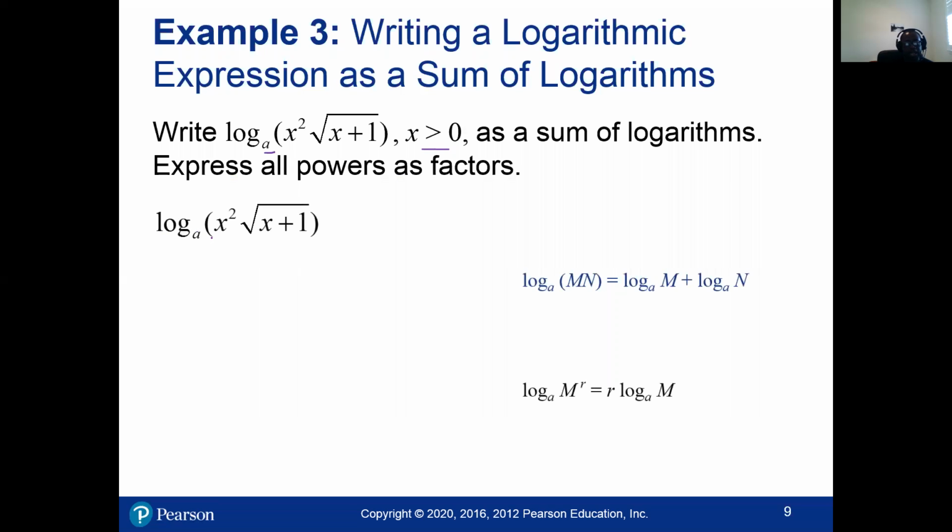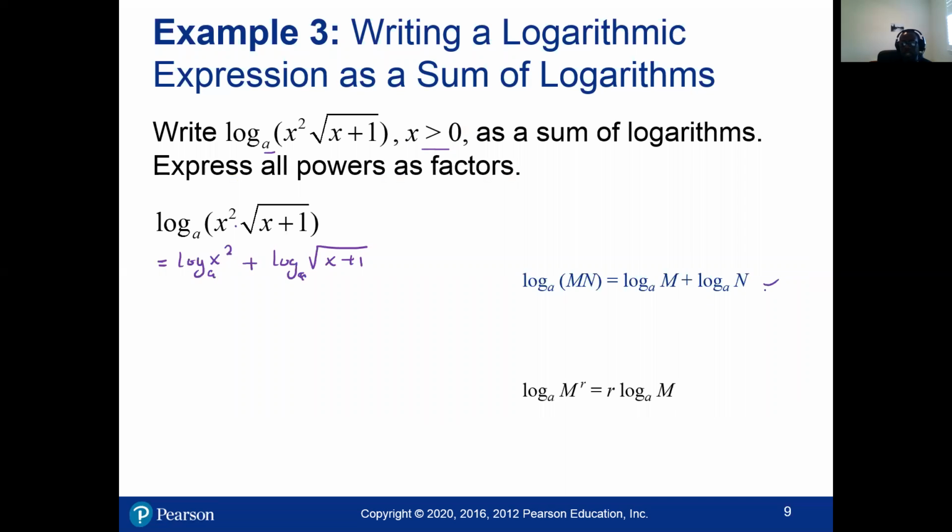Now, why? This is a product. It is x squared times the square root of x plus 1. Therefore, if you want to write it as a sum, this would be log of x squared, the base is a, plus log of the square root of x plus 1 to the same base, base a.